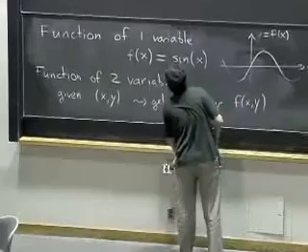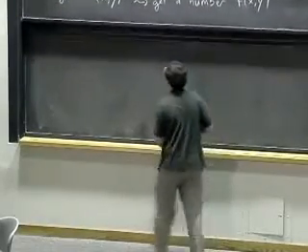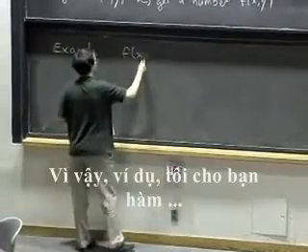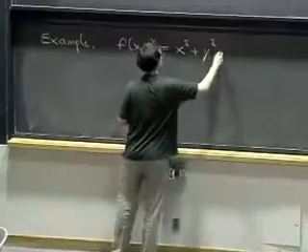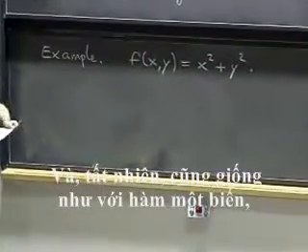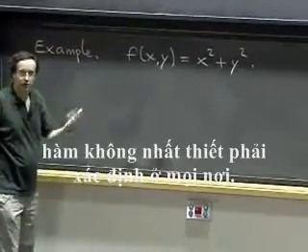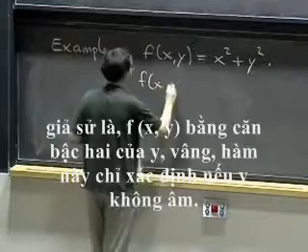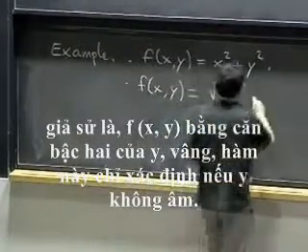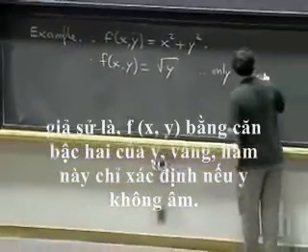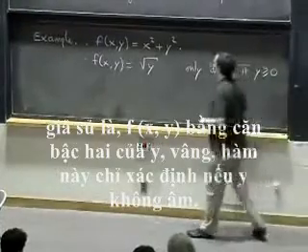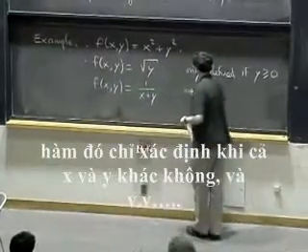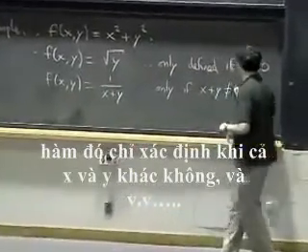So for example, I can give you the function f of x y equals x squared plus y squared. And of course, as with functions of one variable, we don't need things to be defined everywhere. Sometimes there's a domain of definition. So this one is defined all the time. But if I tell you, say, f of x y equals square root of y, well, this is only defined if y is non-negative. Or if I tell you f of x y equals 1 over x plus y, well, that's only defined if x plus y is not 0, and so on.